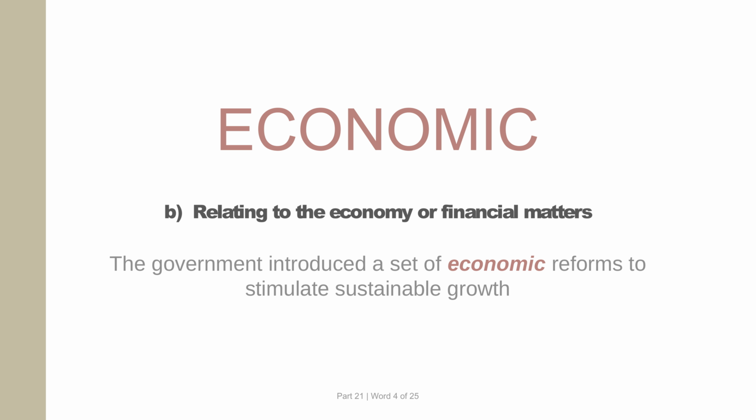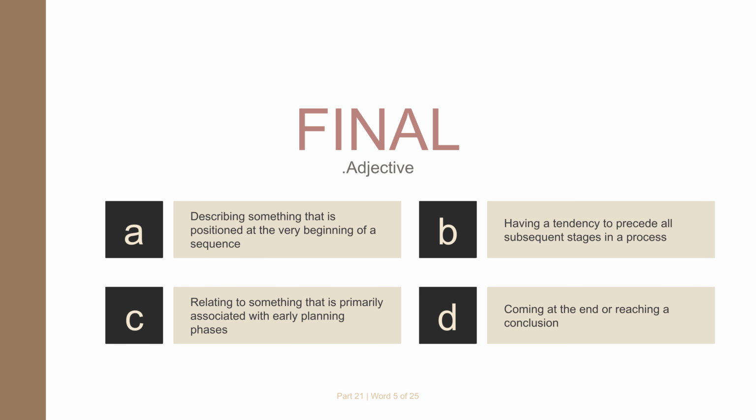Question 5. What is the meaning of final? Option A. Describing something that is positioned at the very beginning of a sequence. Option B. Having a tendency to precede all subsequent stages in a process. Option C. Relating to something that is primarily associated with early planning phases. Option D. Coming at the end or reaching a conclusion.